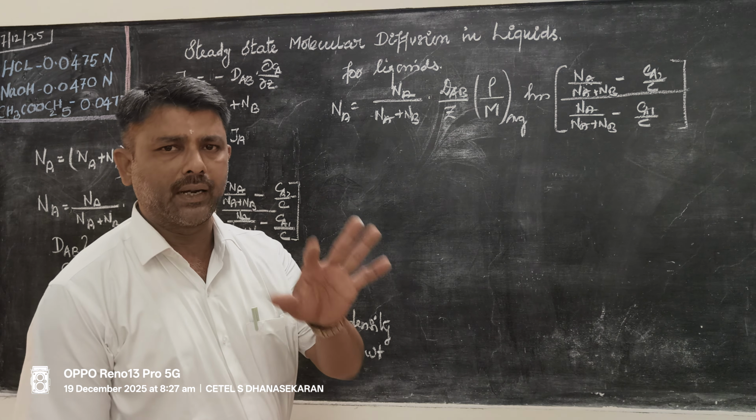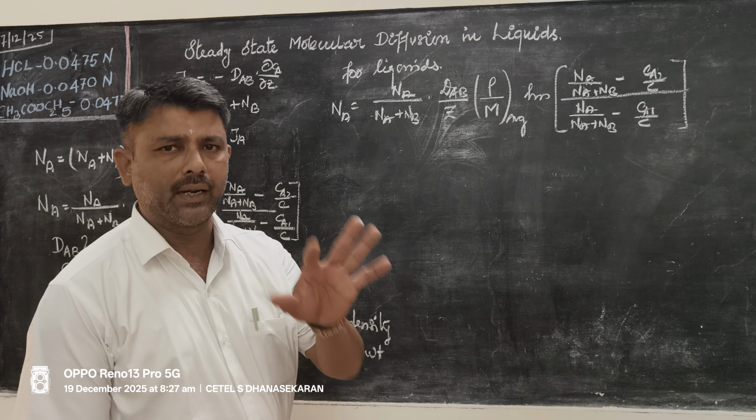Now we are going to establish the relationship between NA and NB. We have two cases. Case 1, that means diffusion of A through non-diffusing B. Already we discussed a lot. For this case, NA is constant.